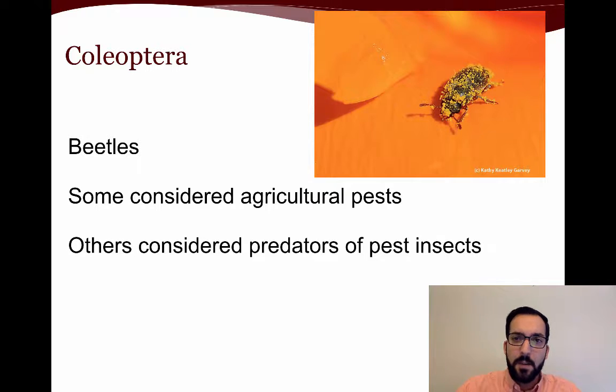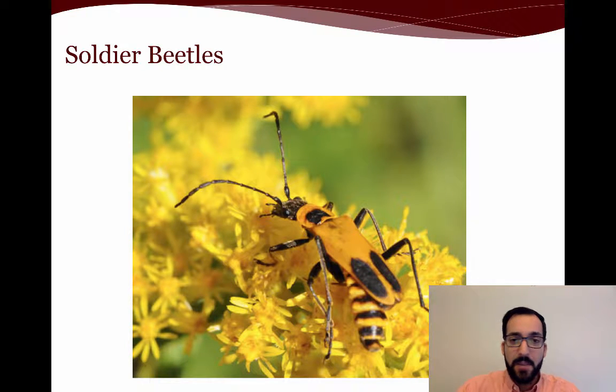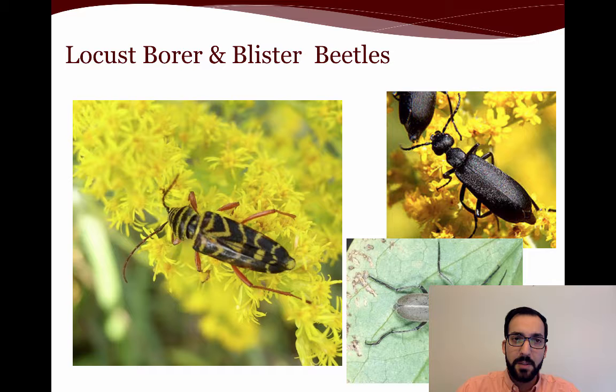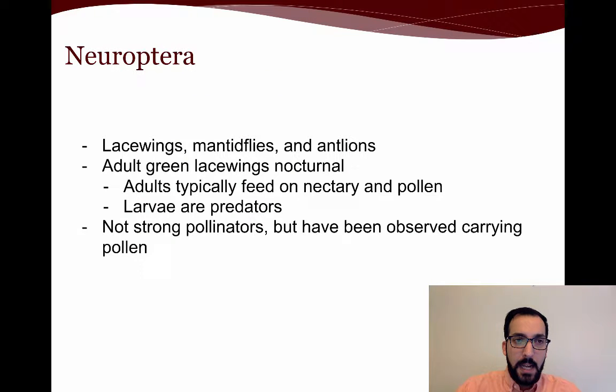Next, Coleoptera are beetles, right? So here's this poor little beetle in the top right that looks like it was just doused in pollen. So some are considered major agricultural pests, and others are considered predators of pest insects. So we have a number of potentially pollinating beetles in this group, such as soldier beetles, locust borer, and blister beetles. And then lastly, going on to Neuroptera.